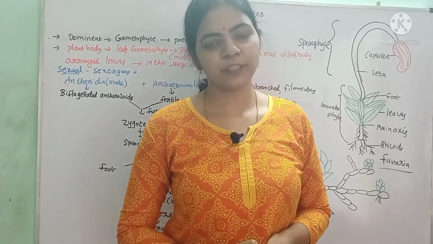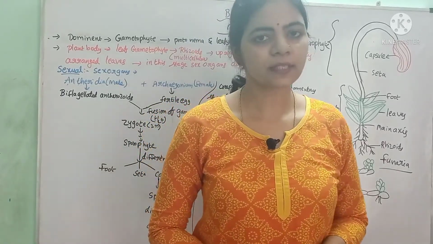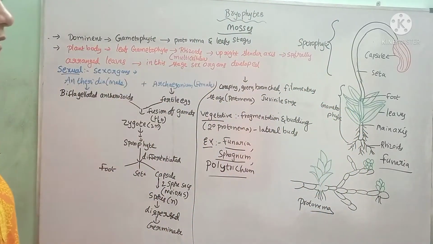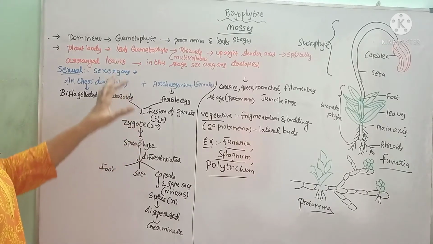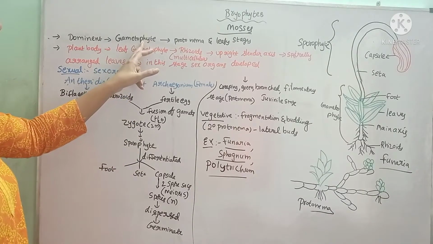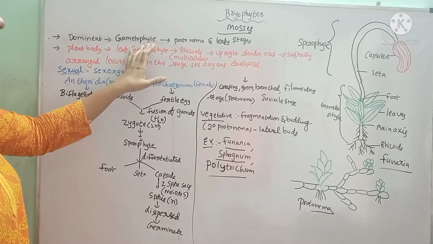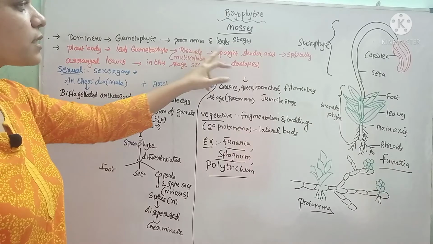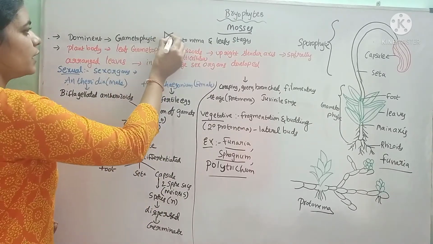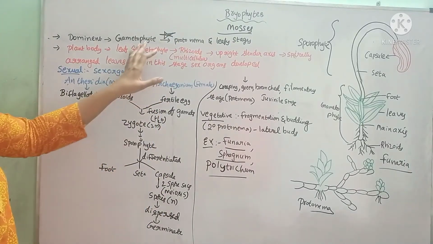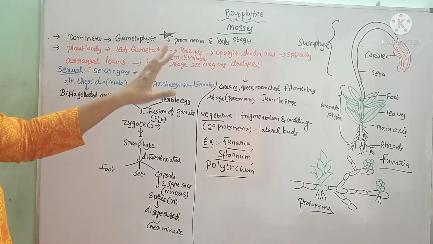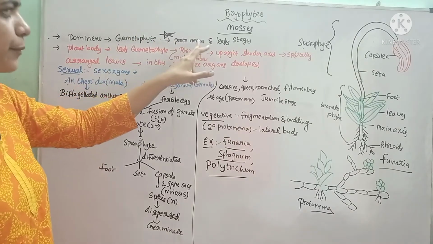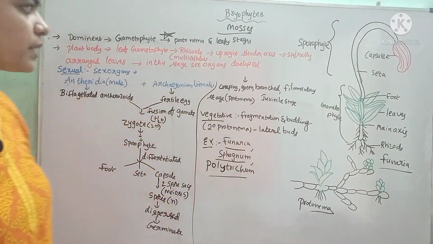In the last video we have completed the liverworts. In this video we study about the mosses. In the mosses, the gametophytic stage is the dominant one. Before this gametophytic stage there is a protonema stage, and the leafy stages will be seen in mosses. In liverworts this protonema stage is absent, whereas in mosses before the gametophytic stage there is a protonema stage and leafy stages will be seen.